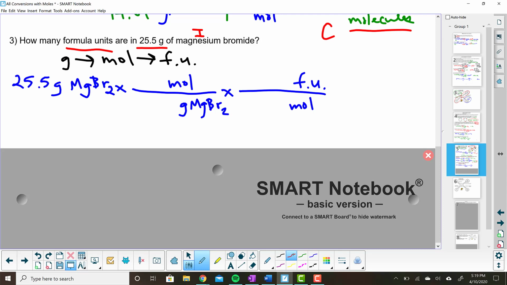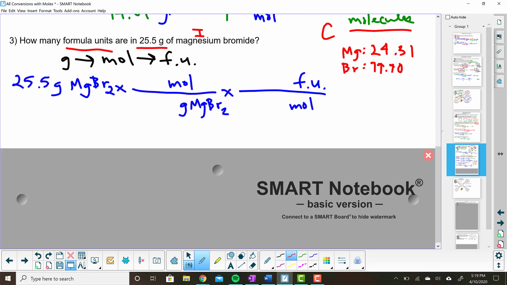Then I just need to fill in my conversion factors. Oh no, moles and grams. I'm going to have to figure out my molar mass. The molar mass of magnesium is 24.31. And the molar mass of bromine is 79.90.